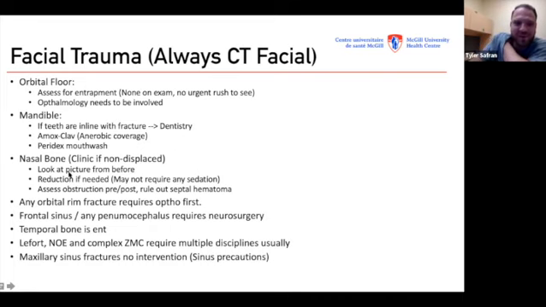I have to speed it up. I have three minutes left. Nasal bone, clinic if it's non-displaced. If it's a reduction, I actually don't do any sedation anymore. I find it's more painful than the actual reduction itself. I literally just tell them, take a deep breath, and I push on it.